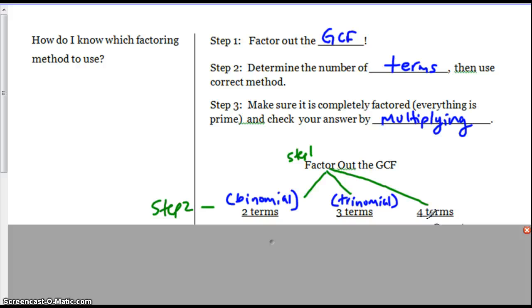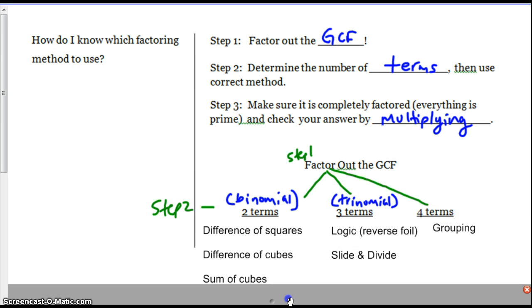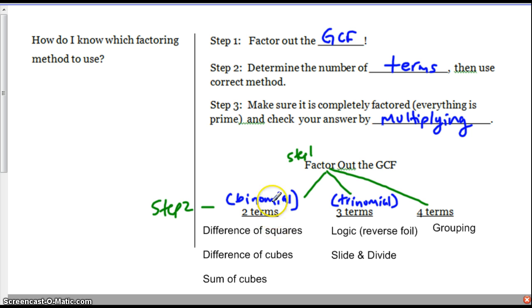So once we've determined how many terms are left after we've factored out the greatest common factor, then we think about all the things we've learned so far. And remember, all our binomials, our special cases, we're looking for patterns if there's only 2 things left. And the patterns could be with perfect squares or perfect cubes. When it comes to the perfect squares, it must be a subtraction. And then if they're both perfect cubes, it can be a sum or a difference. When it comes to trinomials, we can use our logic method to factor using reverse FOIL, or we could use slide and divide. And then when there's 4 terms, we're going to use factor by grouping.